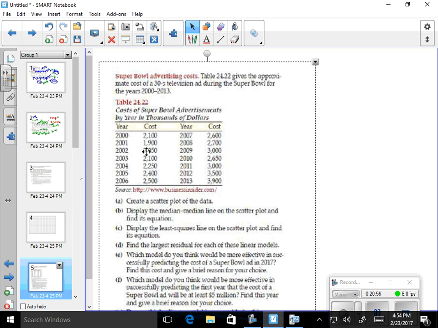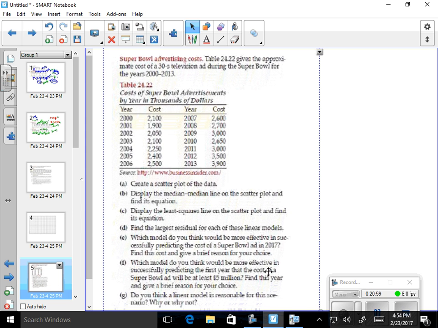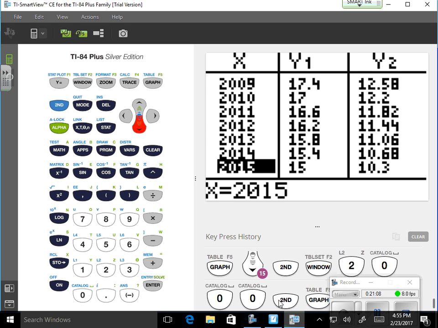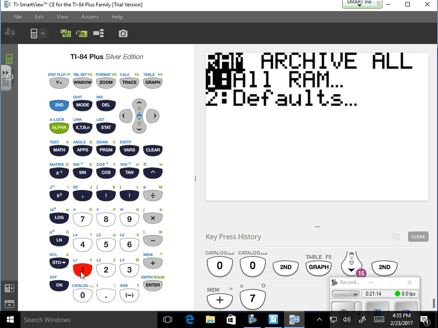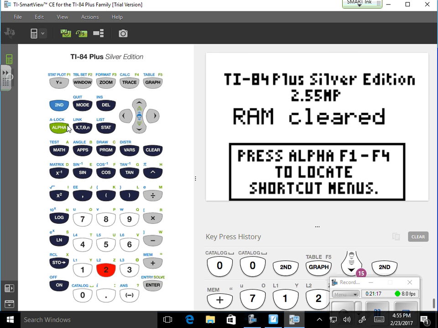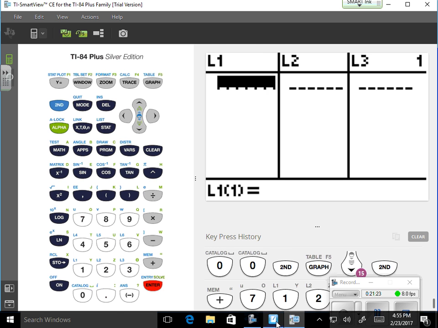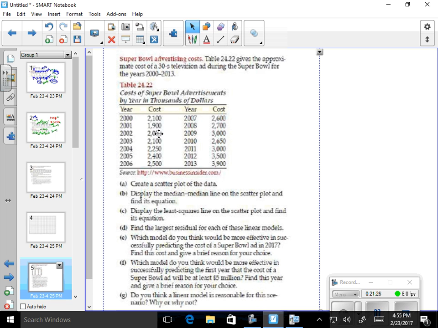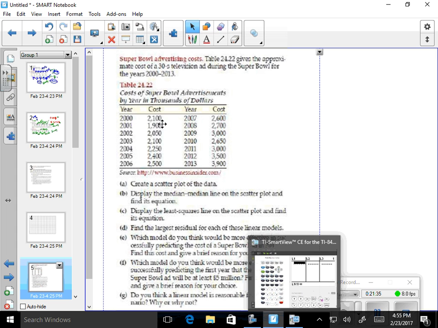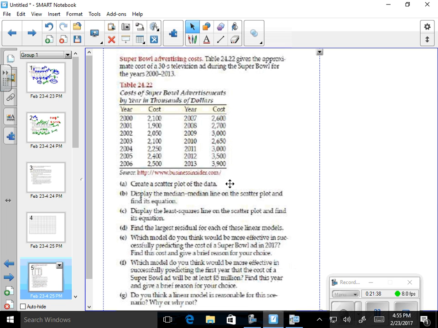All right, let's go to the Super Bowl problem. Again, we need to put all of that information in our calculator and make the scatter plot. I'm going to clear everything out. Actually, I'm going to do a reset again. 2nd plus 7, 1, 2. I'll go to Stat Edit. And I need to put the years, and it's separated. Year cost, it's just a continuation. So we need to put the years from 2000 to 2013, and then we need to put the matching costs in each one.